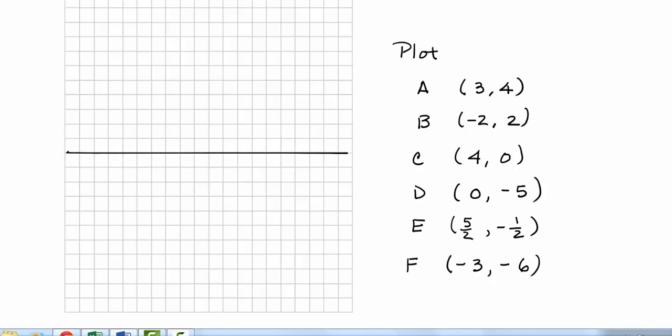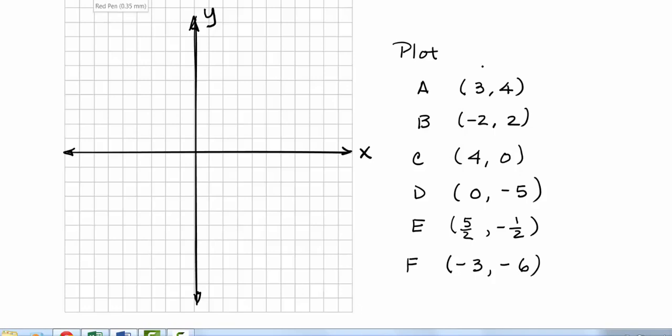And again now, each tick mark is going to represent 1 unit. Okay, so let's do this. Oops, it always disappears on me. Why does it do that? Okay, so let's plot point A. So remember, this is my x-axis, and this is my y-axis. So A is the point (3, 4).